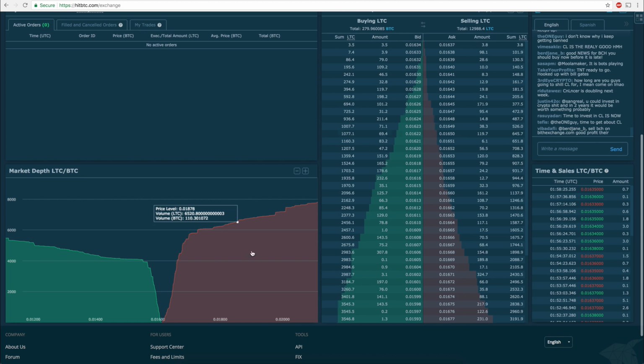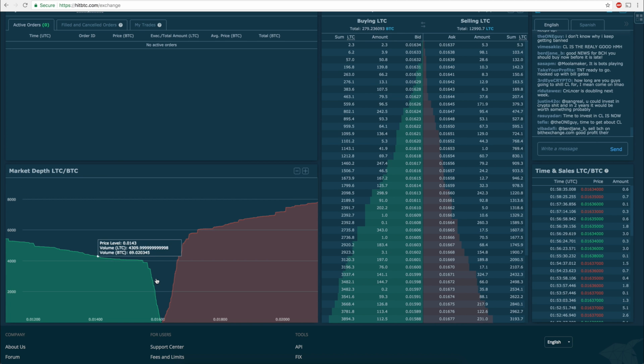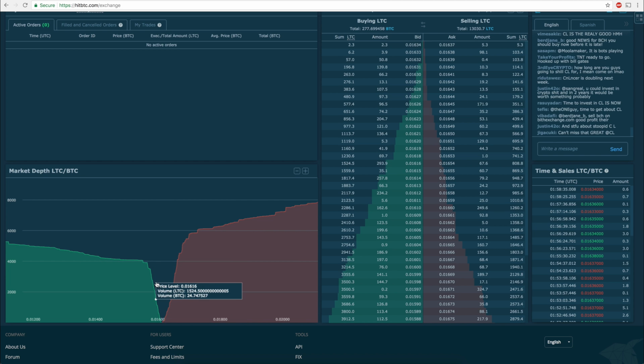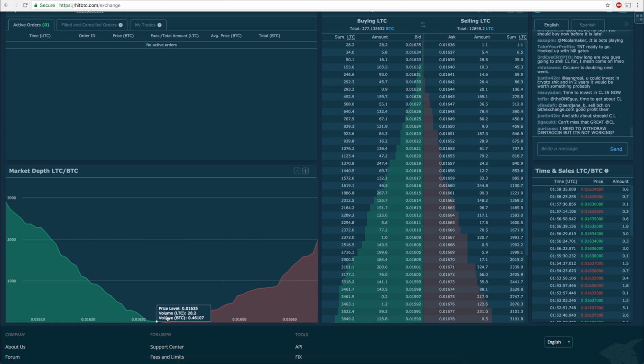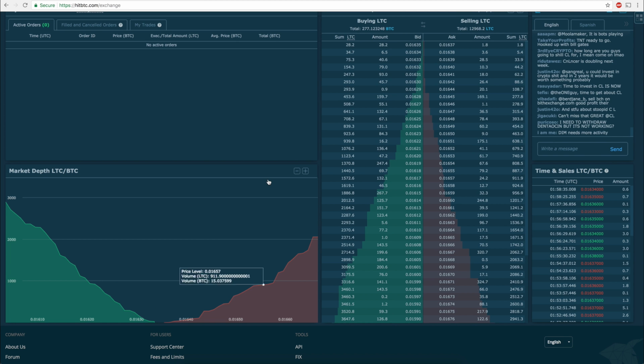Another thing that is really related to this is the market depth. So this gives you another visual representation, so you can really see how much people are selling at a specific price versus how much people are buying at a specific price. And on this chart you can zoom in as well to get a closer look.